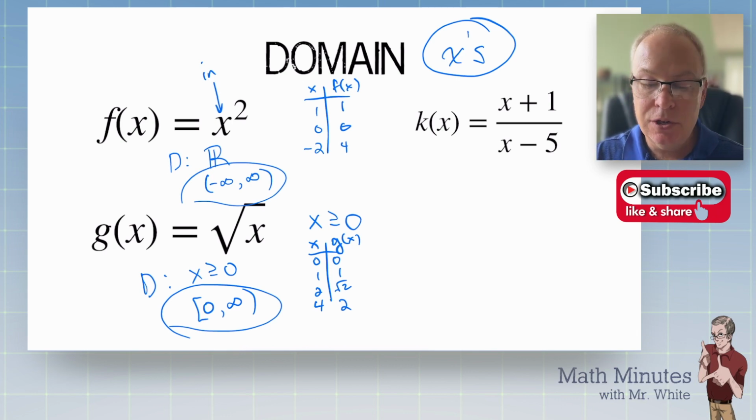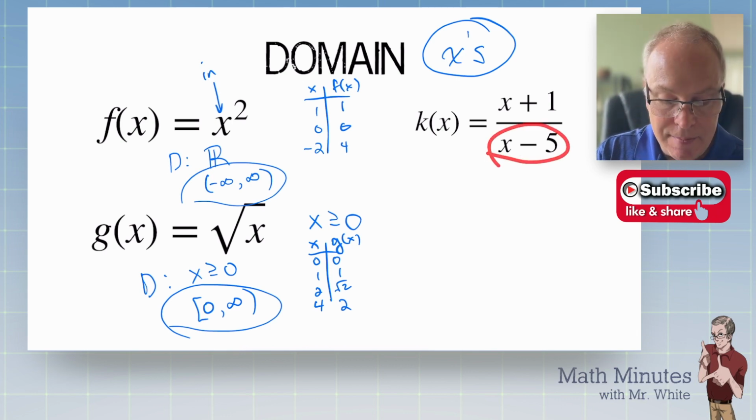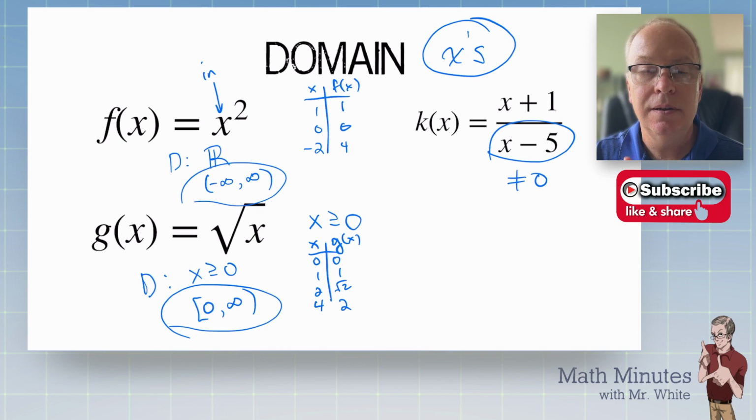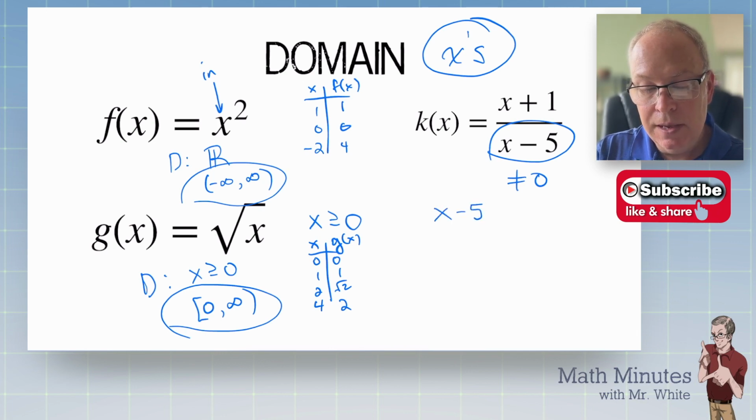Do you remember what has to be true? The denominator cannot be 0. This can never be 0 because you're not allowed to divide by 0. You're not allowed to divide by 0. So we've got to be careful here. And we need to make sure that x minus 5 is never 0.